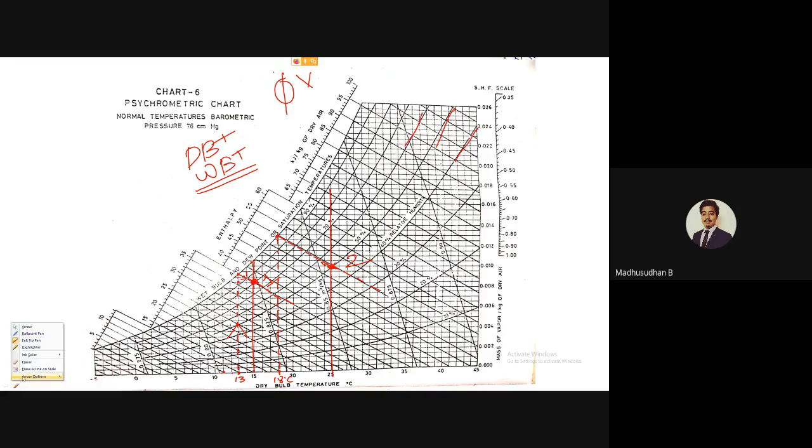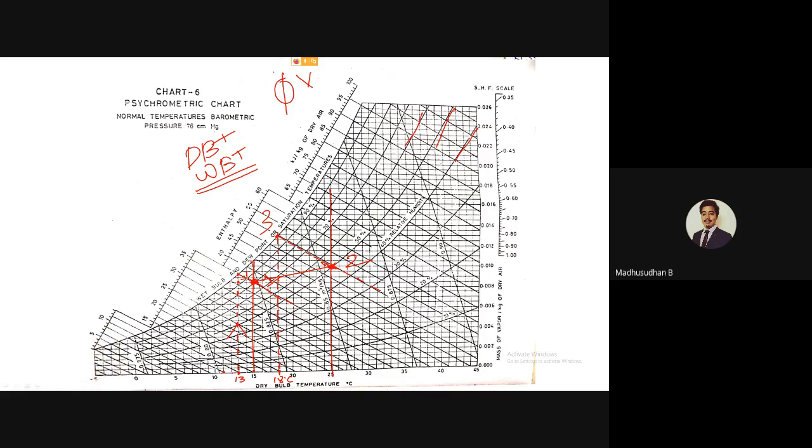Okay, so now what you have to do is join those 2 lines here. Okay, like this. So this is the process from 1 to 2. Somewhere in the middle, the state 3 would be there. We shall see how to do it. Okay, so once you have got this, you can even spot the values, how to take the values. I'll be just explaining now.